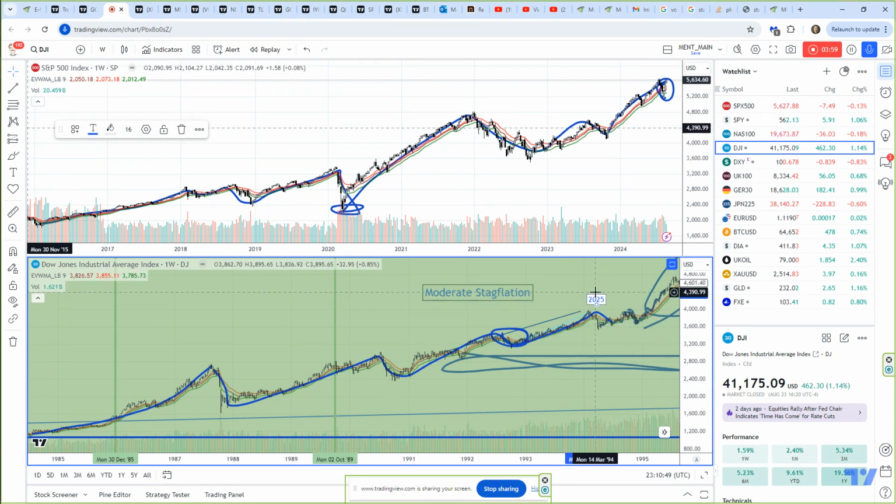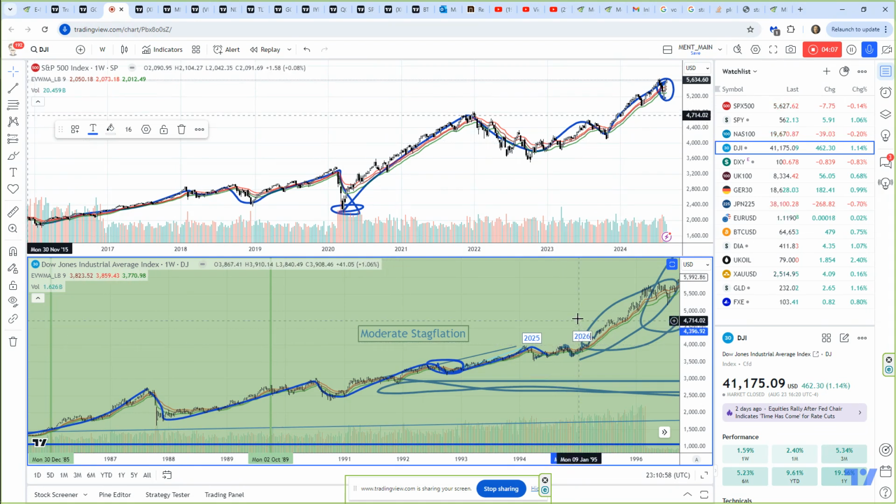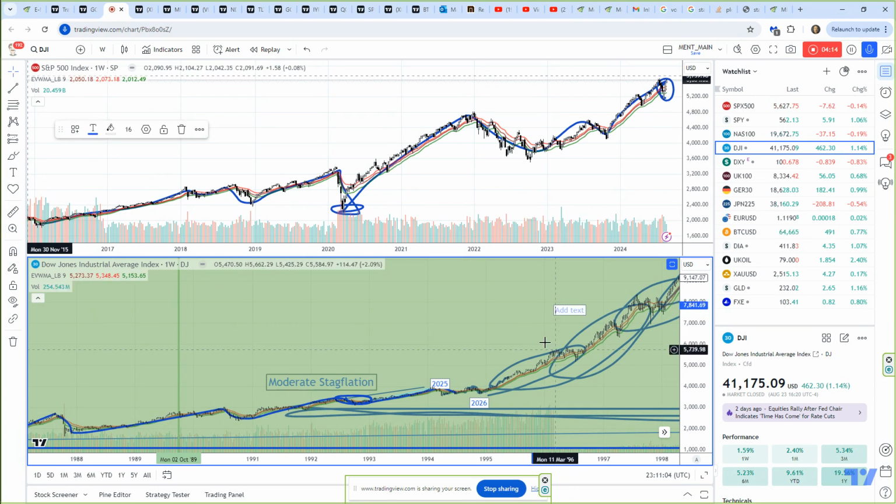Meaning we're going to rally into 2025, maybe stall out near the end of the year. This will be 2026, in my opinion. And this will be 2027 through probably 31. So here we move into this massive rally phase.